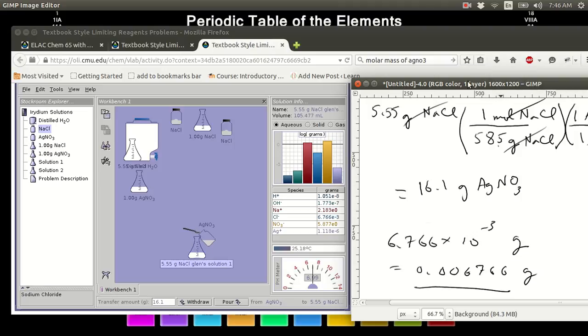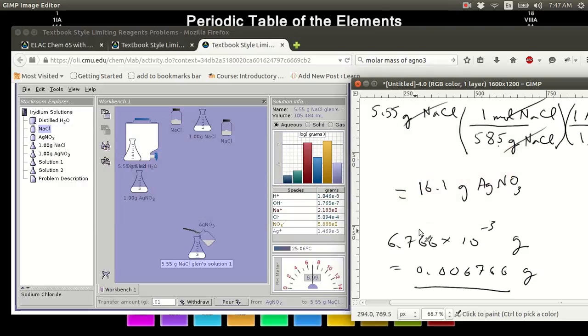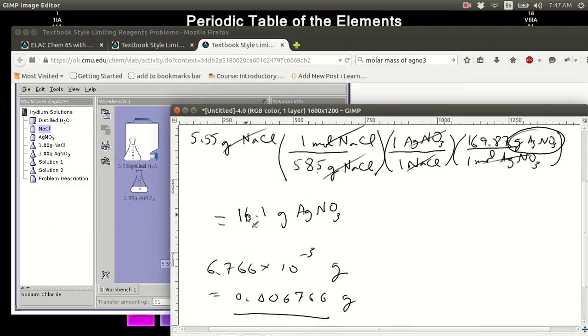Okay, let me add some more. What happens if I add 0.01 grams more? I still don't get 0. Is there something wrong with my calculation? It's another 0.01 grams. Another. There we are. So it really should have been 16.13 grams. So this software wants you to use 4 significant figures if you want the right answer.